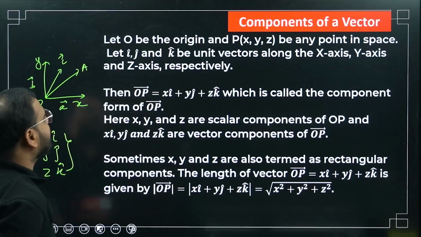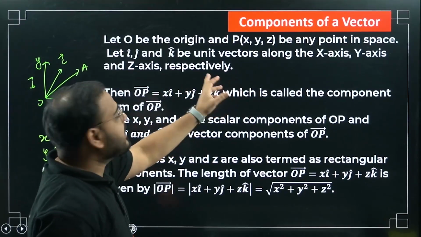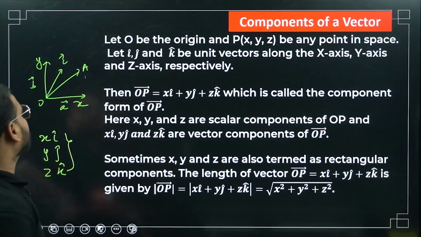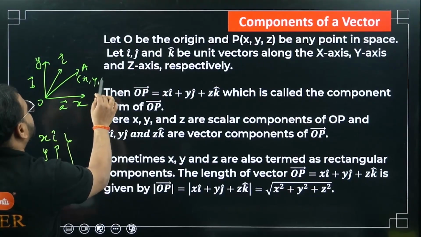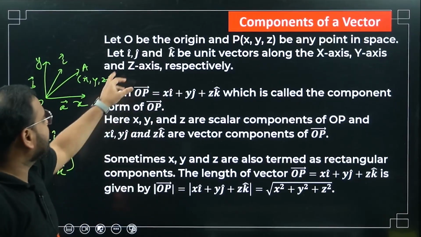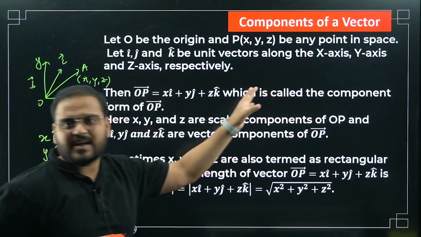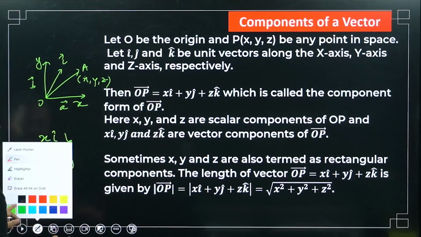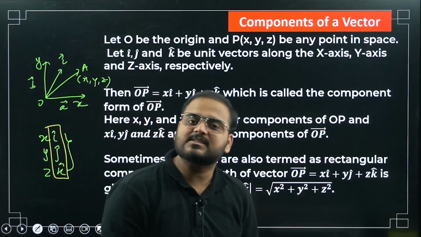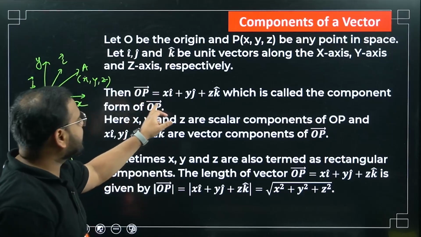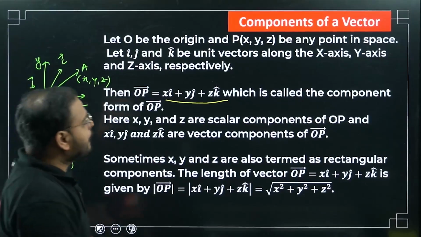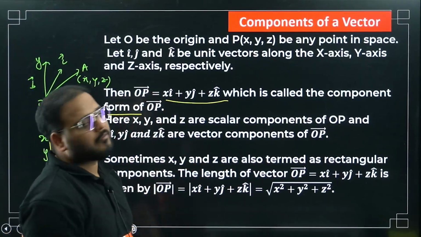Let me read through it. Let O be our origin, and the point P have coordinates x, y, z. Let's say I've taken it as A in this case. Very simple concept: P is any point in space. Let i, j, k be the unit vectors across the x-axis, y-axis and z-axis. Then OP is written as x i cap, y j cap and z k cap, which is called the component form of vector OP.